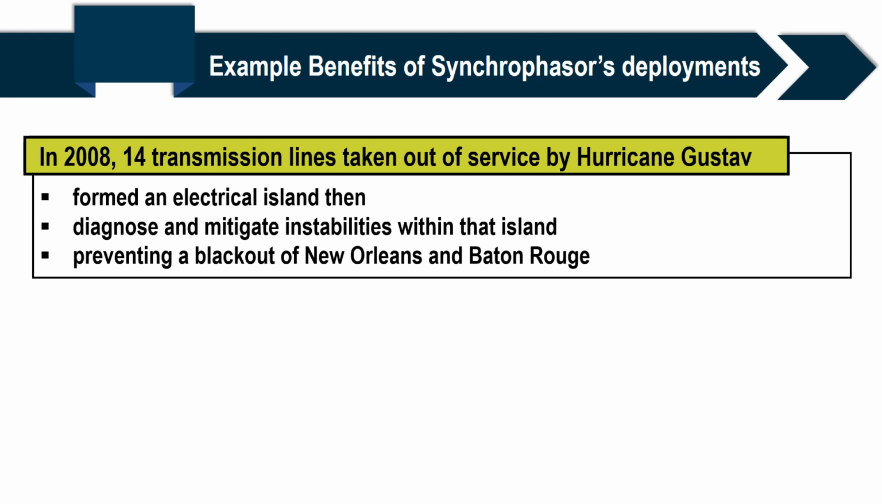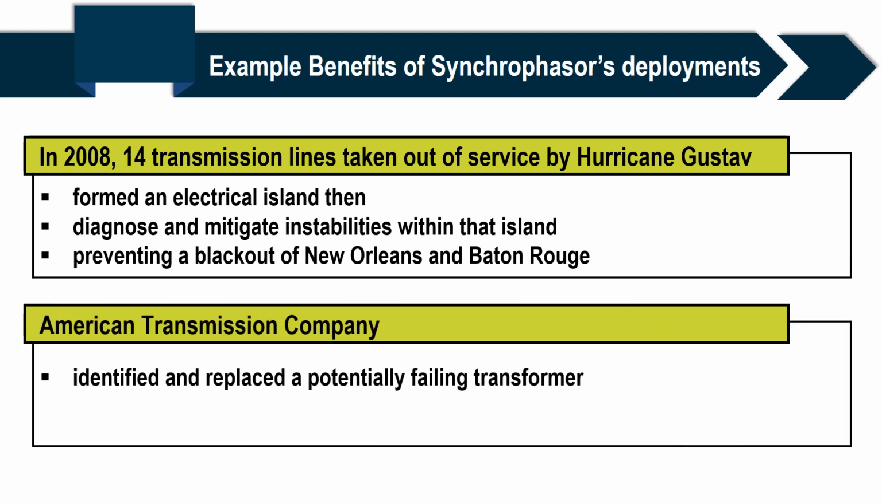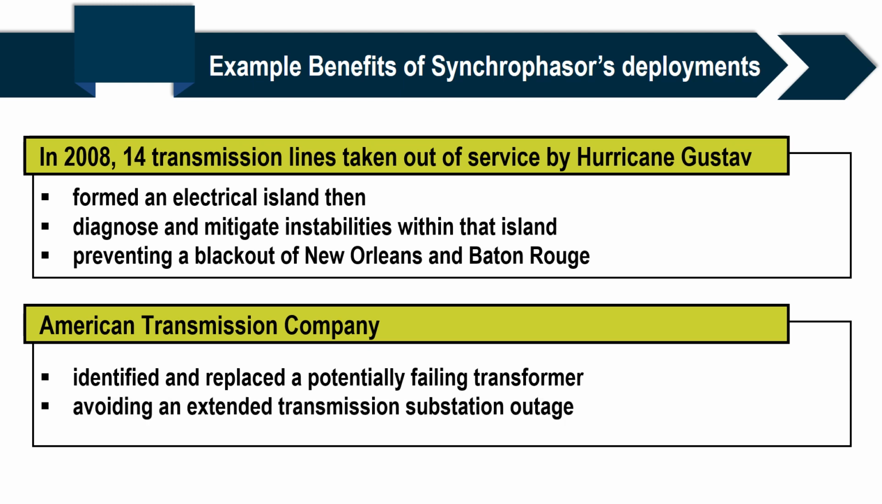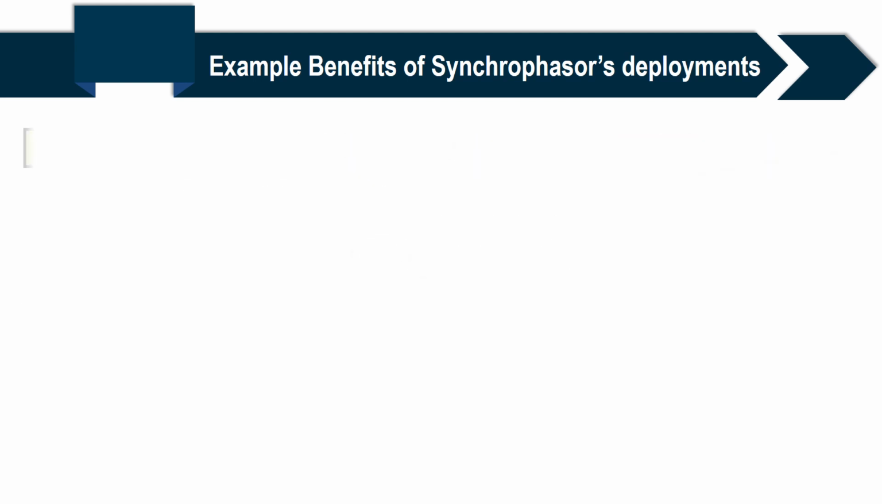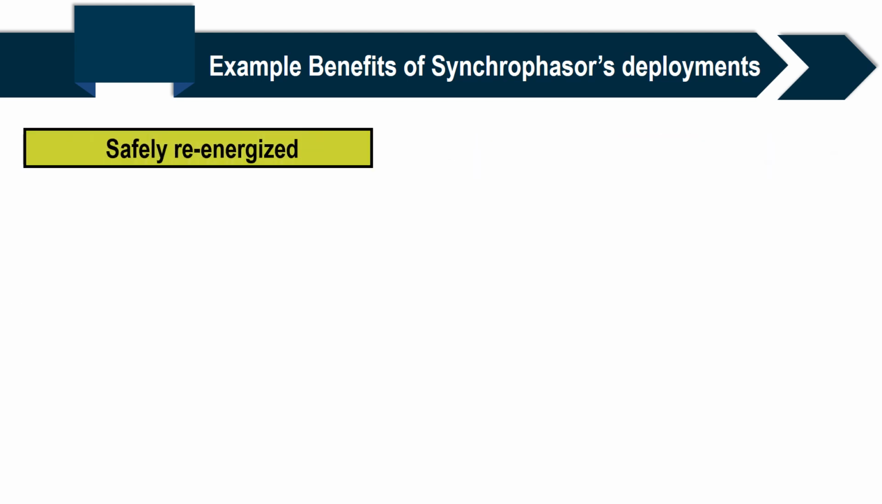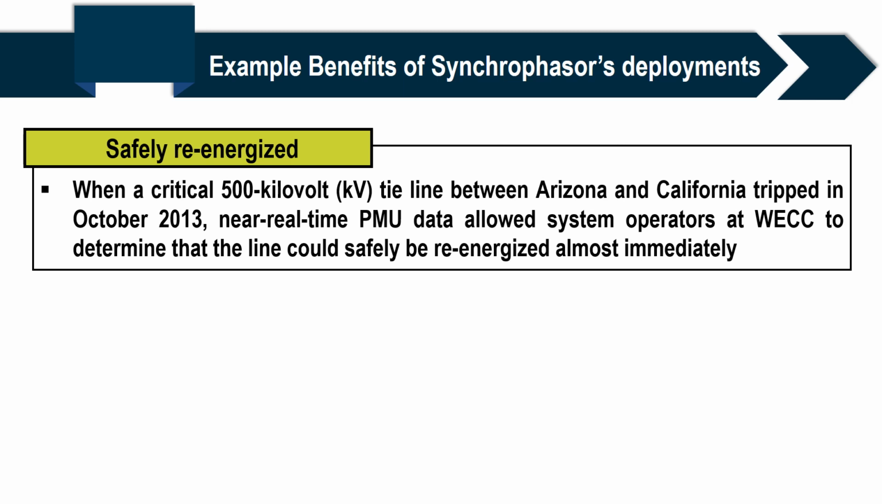Another example, American Transmission Company identified and replaced a potentially failing transformer, avoiding an extended transmission substation outage. With this data, lines can be safely re-energized. In one instance, when a critical 500 kilovolt tie line between Arizona and California tripped in October of 2013, near real-time PMU data allowed system operators at WECC to determine that the line could safely be re-energized almost immediately. Without this data and analytics, it would probably have taken many days to perform the re-energization.